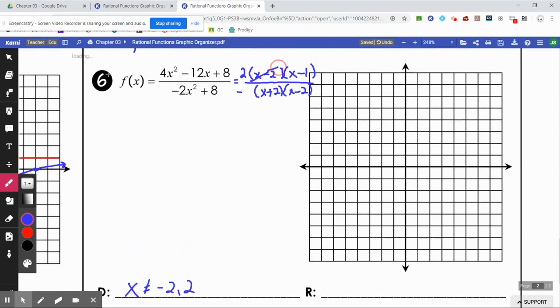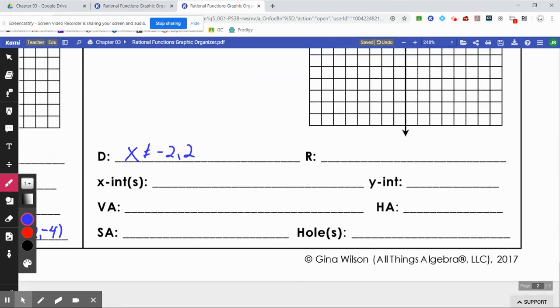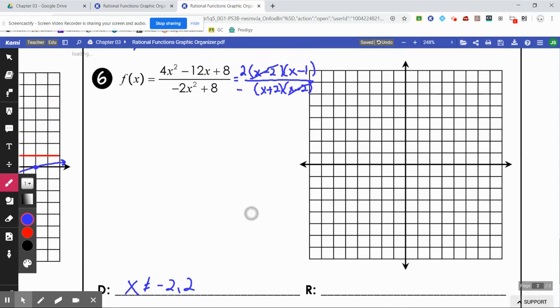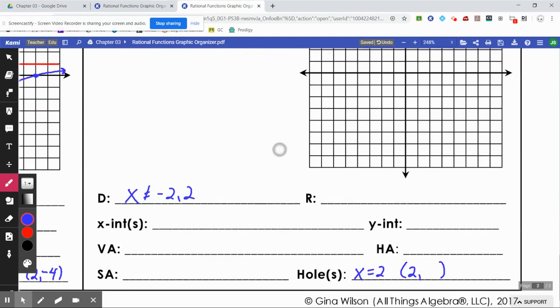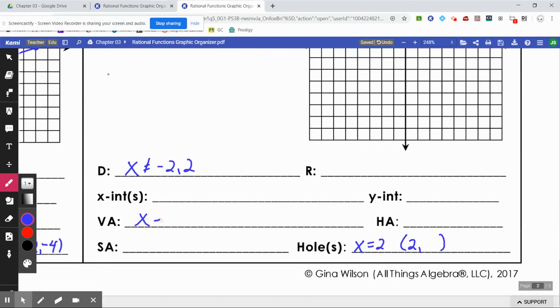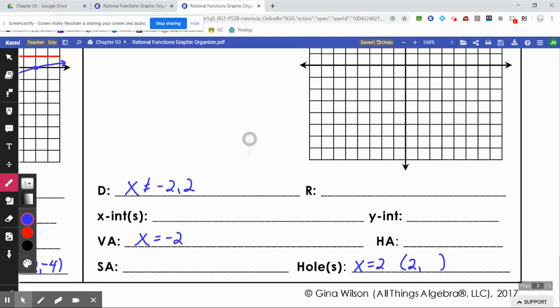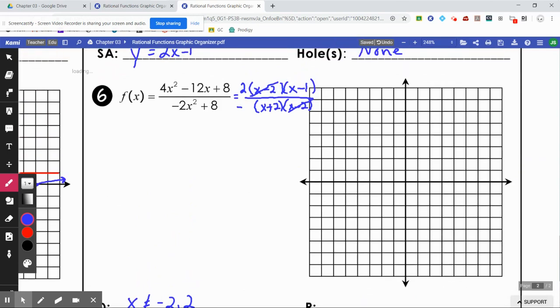Notice that you do have the x minus 2 on top and bottom, so that point of discontinuity would be a hole. So you have a hole at x equals 2. So we'll find the actual spot the hole is located in just a second. The other discontinuity, the negative 2, must be a vertical asymptote because it does not cancel. So let's rewrite our function.